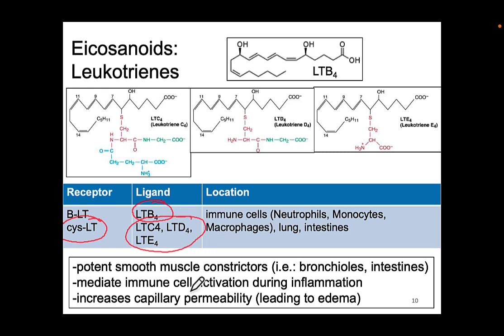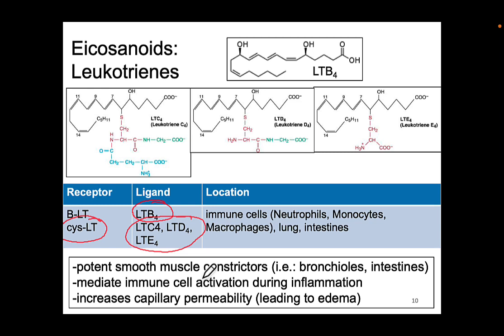Now, what's nice about the leukotrienes, and the story is a little bit cleaner here, is that compared to the prostaglandins, these receptors are located principally on immune cells, as well as some found on smooth muscle in the lungs and in the gastrointestinal tract. So their actions are more principally directed at the immune system. Binding of leukotrienes to these receptors can yield the actions noted below: potent smooth muscle constrictors, for example in the bronchioles and the intestines. They can mediate immune cell activation during inflammation, and they can affect capillary permeability, increasing it, which leads to edema.